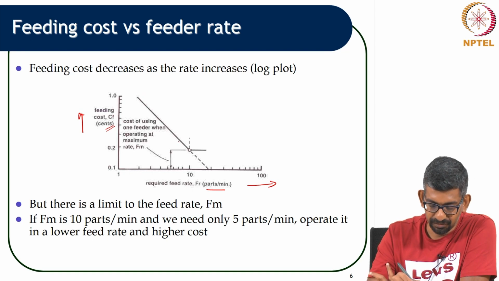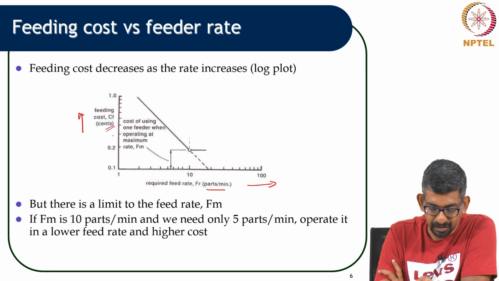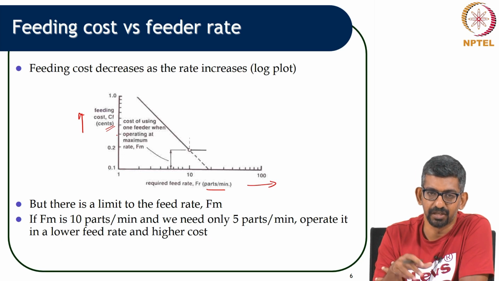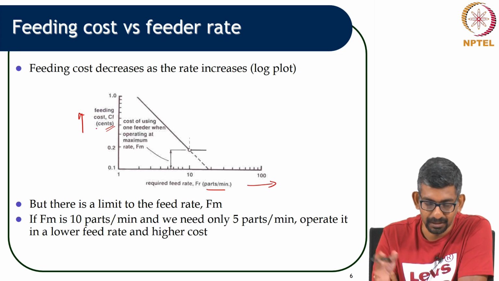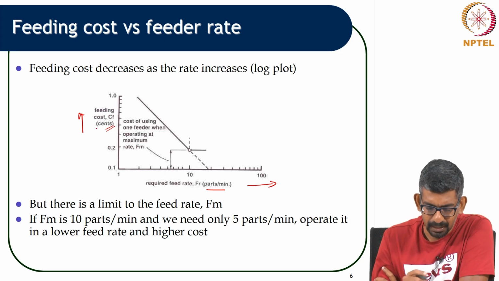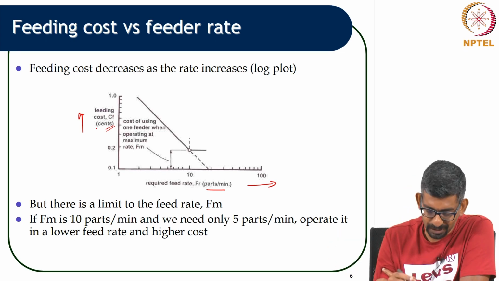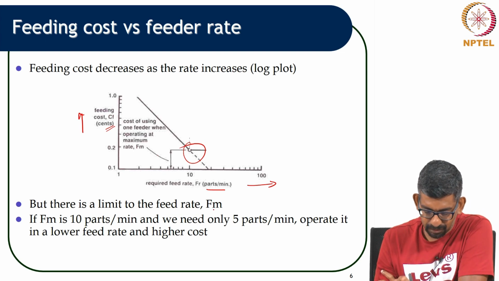This is the inverse relationship that we are talking about, meaning if you can increase the feed rate, your feeding cost will go down. Within a given minute, if you are able to feed more components, then your feeding cost is coming down. The assembly is happening quickly, that is what it means. But does it mean that I can just keep on increasing my feeding rate and the cost will keep falling? No, there is some kind of a saturation point here. There is a limit to the feed rate.